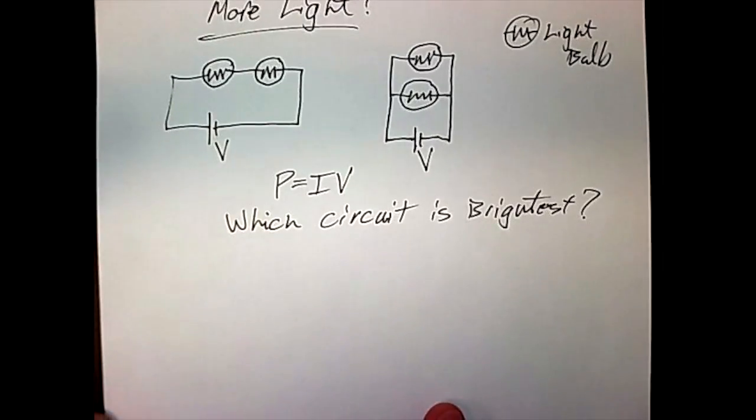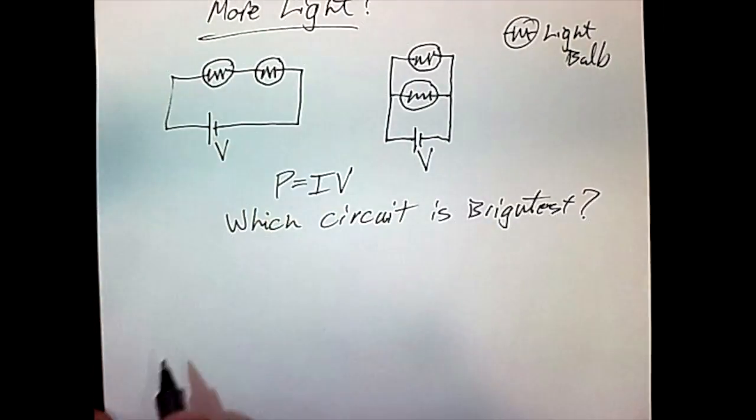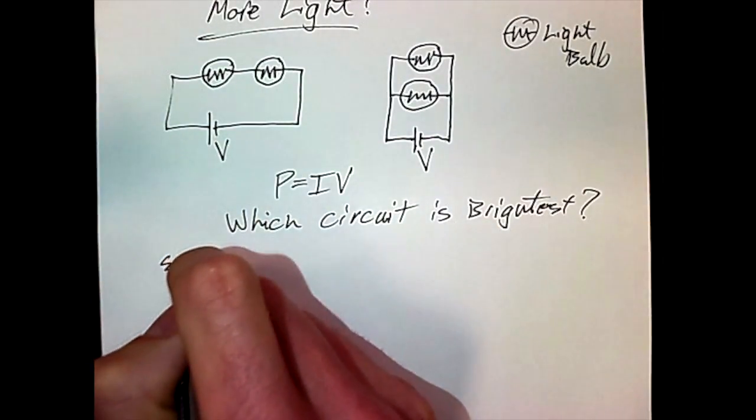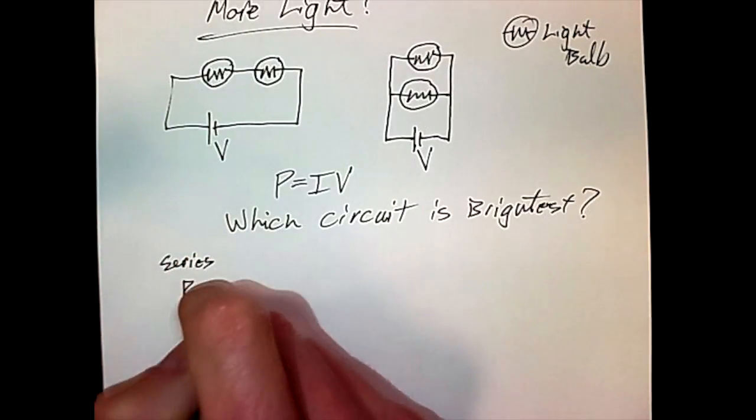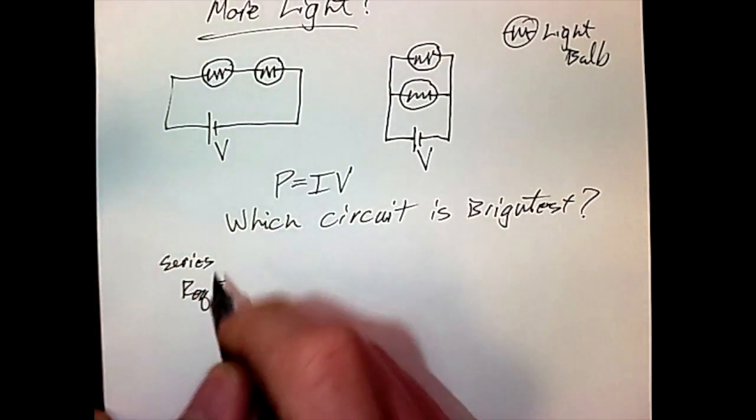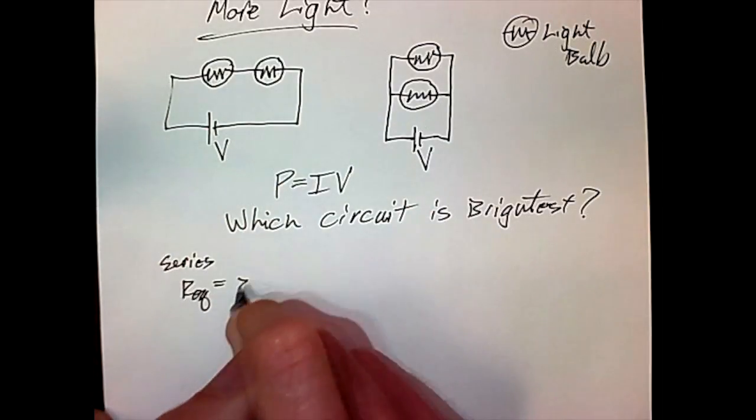If you consider the total resistance in a series circuit here, so in the series on the left-hand side, the Req, or the equivalent resistance, is R1 plus R2, which is simply 2R.